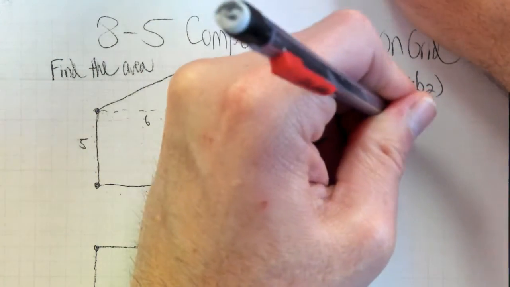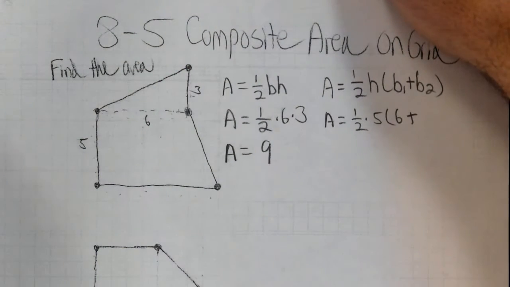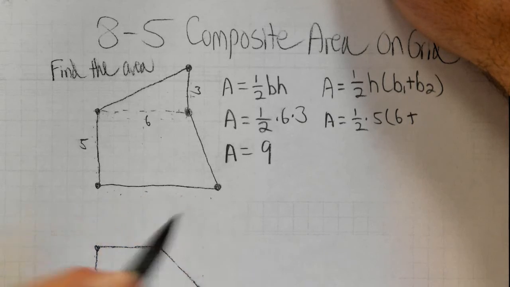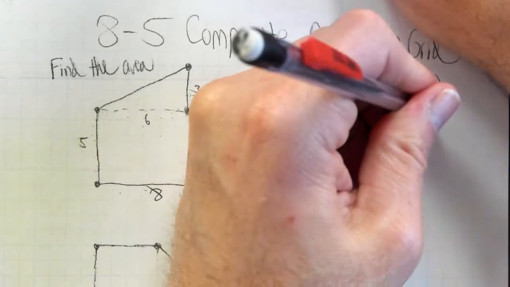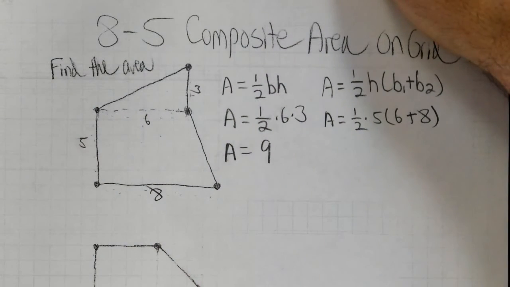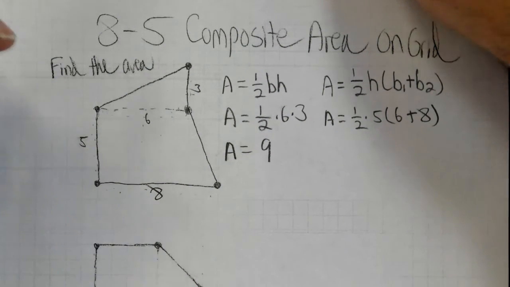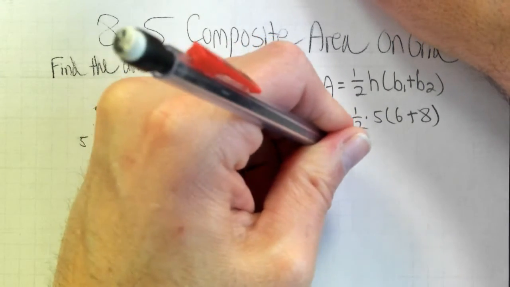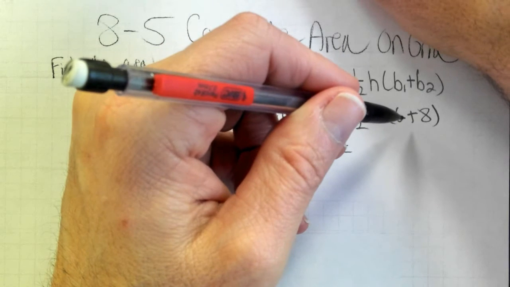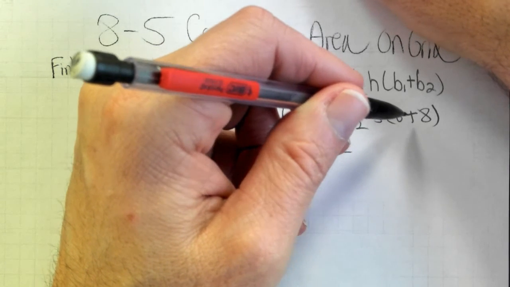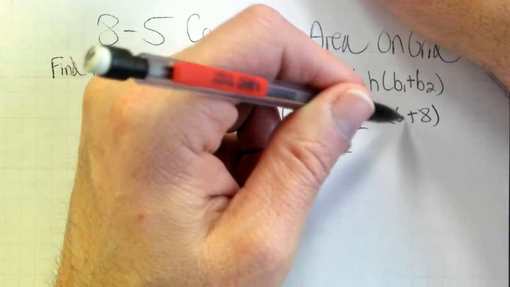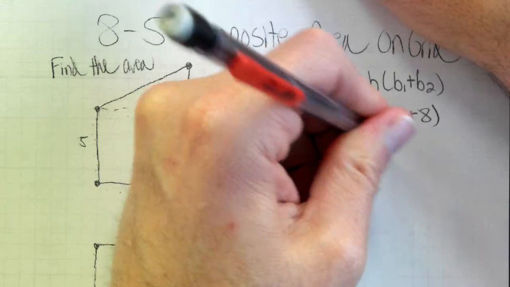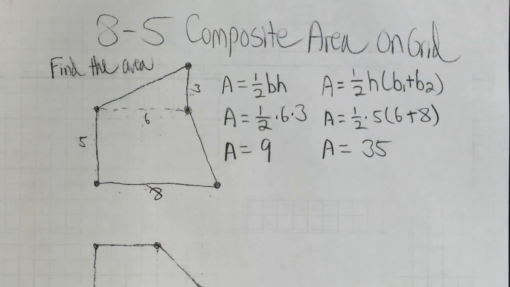We know that one base is 6, that top base, but now we need to count out and get the bottom base. So it's 1, 2, 3, 4, 5, 6, 7, and 8 is the bottom base. To get those lengths, you're just counting the squares, since it's on the grid. All right, now we've got everything plugged in. We are ready to multiply everything out: 6 plus 8 makes 14, times 5 is 70, and then half of that's 35. You could also plug that whole thing into the calculator and get the answer one time if you needed to.